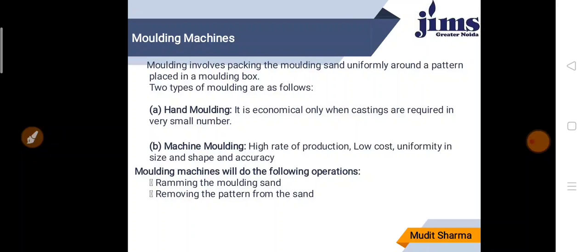Let us suppose hand molding and machine molding. The name already indicates it: hand molding is done by hand, and machine molding is done by a machine. Hand molding is very economical when the castings required are a very small number. Machine molding is used where a high rate of production, low cost, uniformity in size and shape, and accuracy are required. Molding machines do operations like ramming molding sand and removing the pattern from the sand.